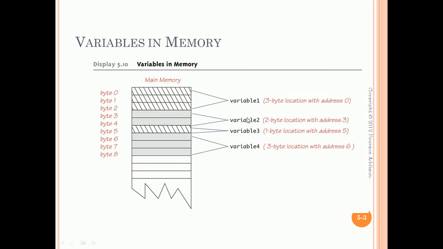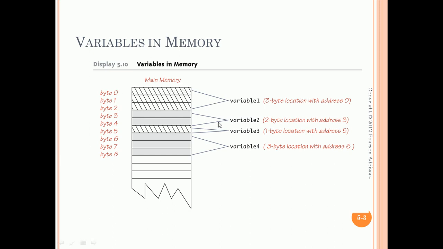For example, if you have created a variable, let's say variable 1, it may be given 3 bytes of memory, and the address of this variable 1 is byte number 0, as it is the starting byte where this variable is assigned memory. Let's assume that variable 1 is of type int and it contains 10, so 10 will be stored in this memory location.